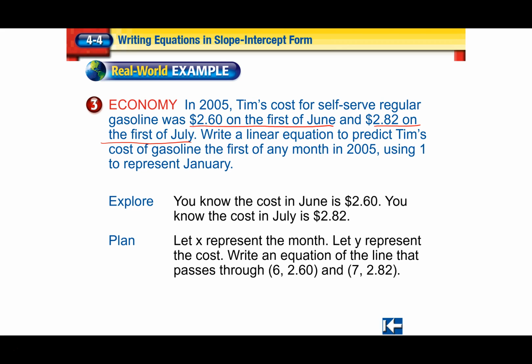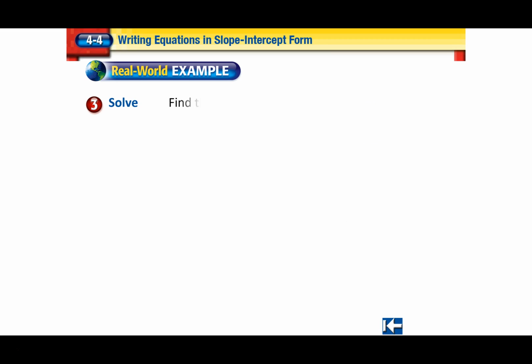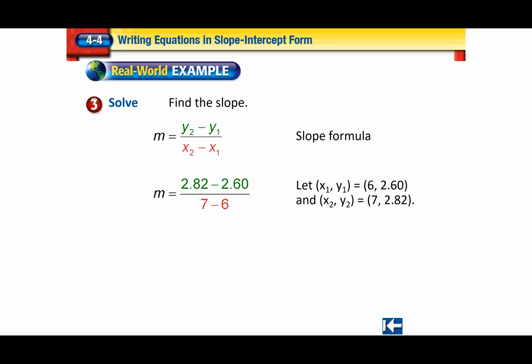So we need x to represent the month and y to represent the cost. So through this, we know that we have 2 points. We have the 6th month and the 7th month, and we're hopefully going to have a linear relation here. So that's why it says it is a linear equation. Fantastic. So first we find the slope. We take those 2 points, we punch them in, and it comes out to 0.22 when we simplify that out.